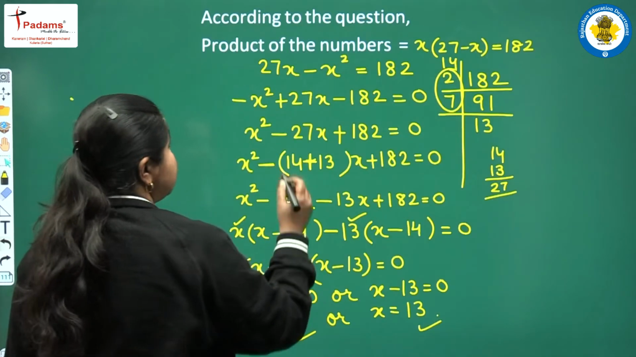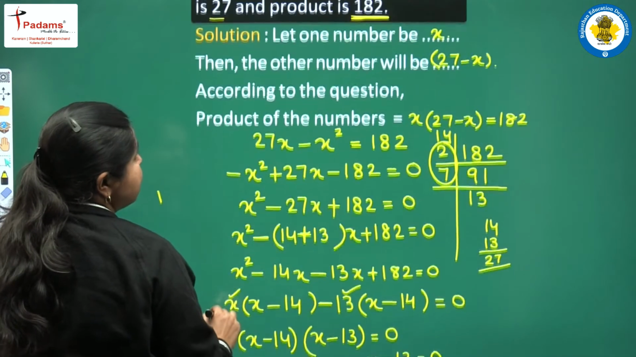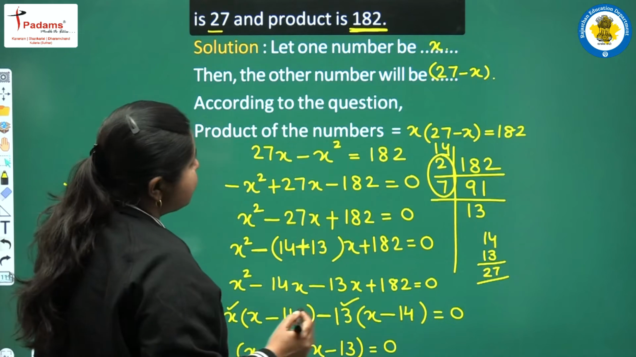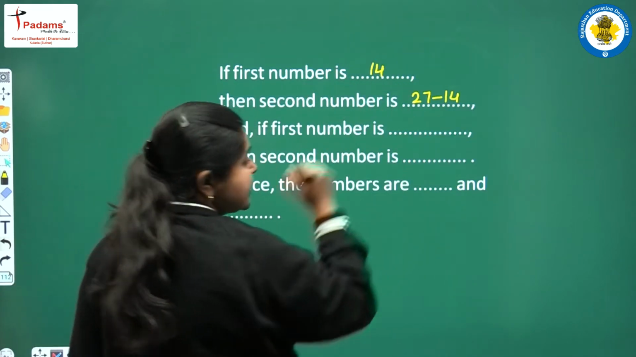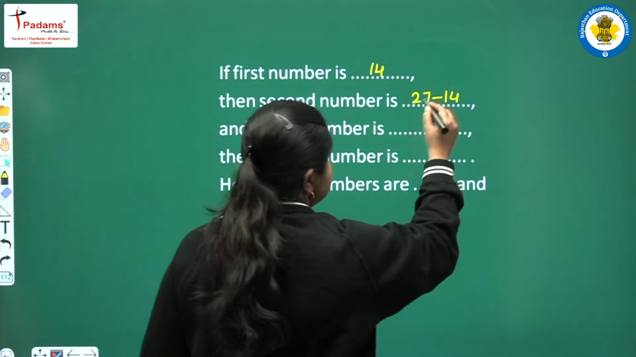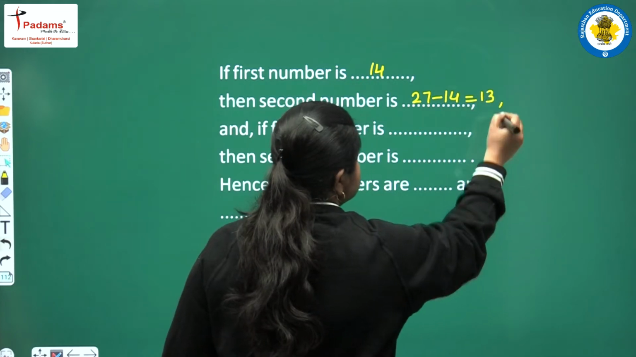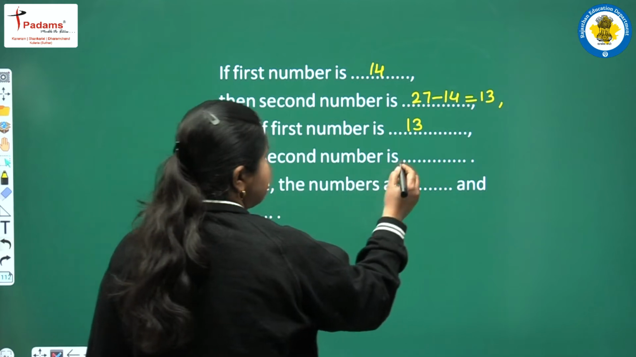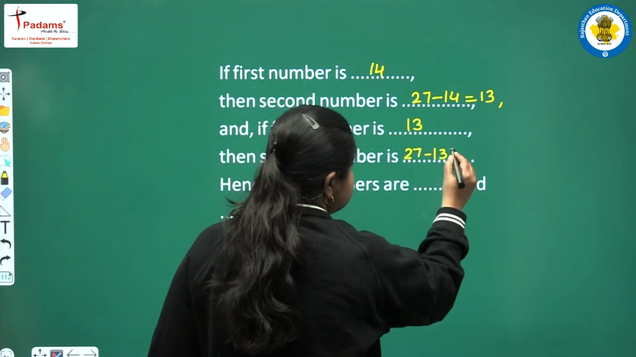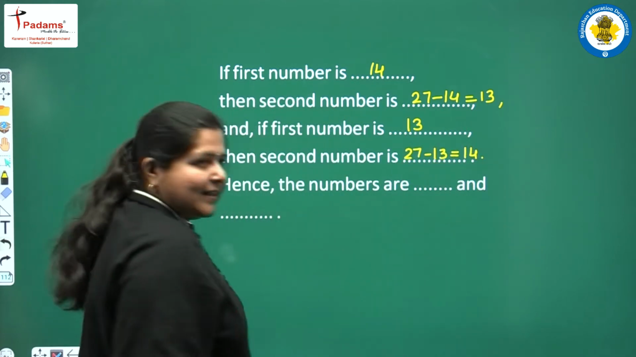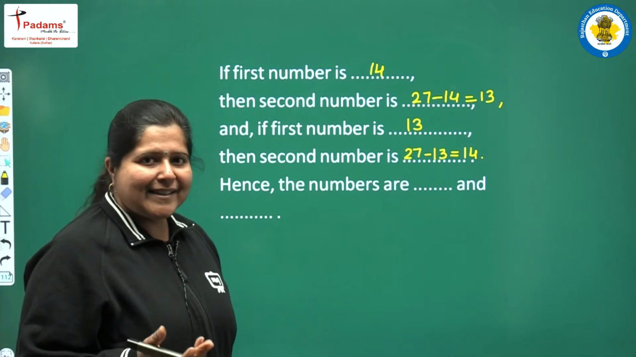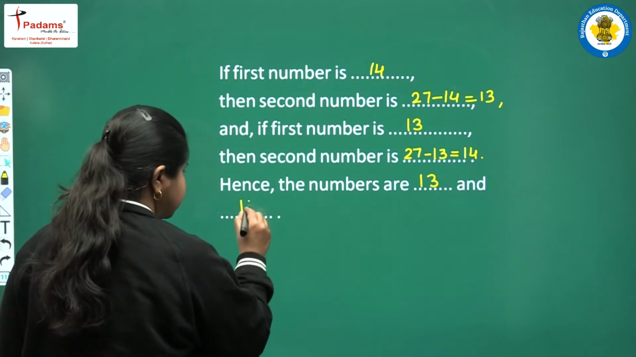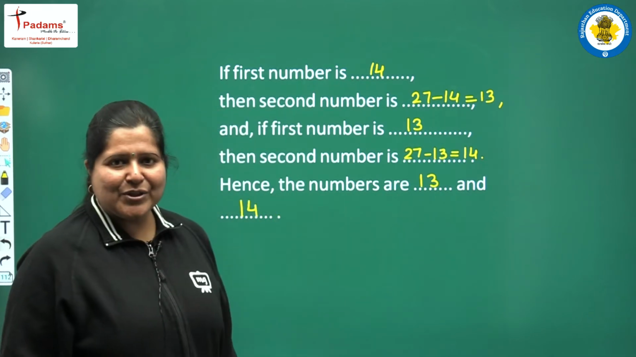देखिए, आप रिकॉल कीजिए, हमने दोनों नंबर्स जो लिए थे, क्या लिए थे, एक था x और सेकंड है 27 माइनस x. तो अभी हमने जब x की वैल्यू 14 ली, फर्स्ट नंबर 14 लिया, तो सेकंड नंबर हो गया 27 माइनस 14, दिस इज इक्वल टू 13. एंड इफ द फर्स्ट नंबर इज 13, then the second number is 27 minus 13 and this time it will be equal to 14. तो ओवरऑल दोनों नंबर्स क्या हैं, 13 और 14. So the numbers are 13 and 14. This is the solution to this question.